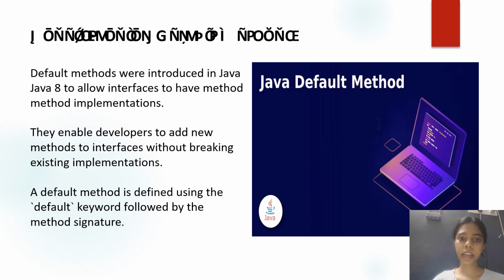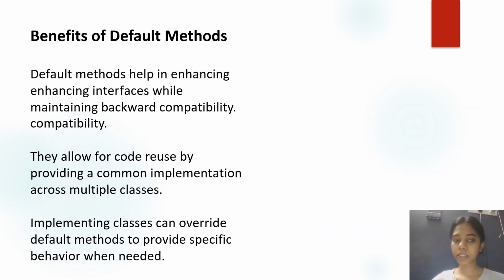Now let us understand default methods. Default methods were introduced in Java 8 to allow interfaces to have method implementations. They enable developers to add new methods to interfaces without breaking existing implementations. A default method is defined using the keyword default followed by the method signature.